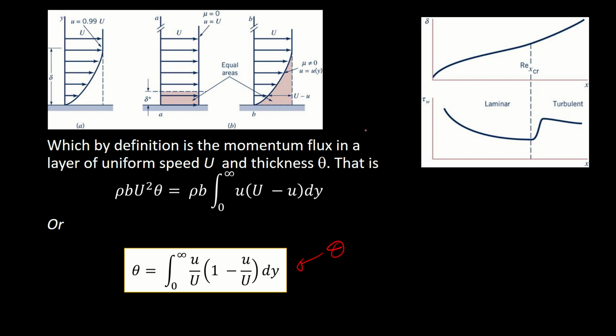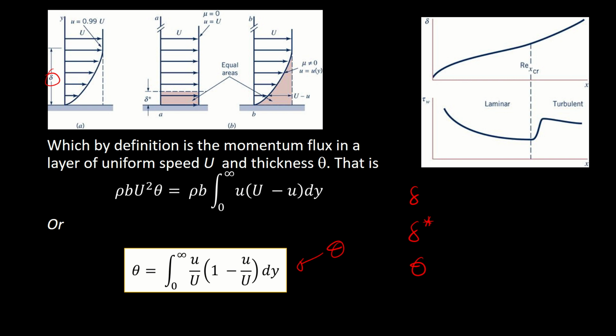Okay, so first you need to remember about the delta, which is boundary layer thickness, delta star, boundary layer displacement thickness, and then theta, which is boundary layer momentum thickness. Okay, so for theta, this is the equation. For delta star, this is boundary layer displacement thickness, and then this is boundary layer thickness.